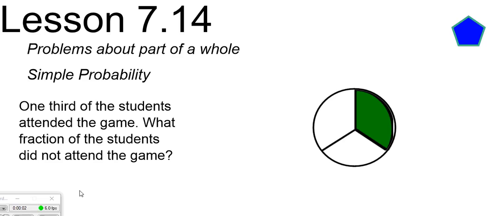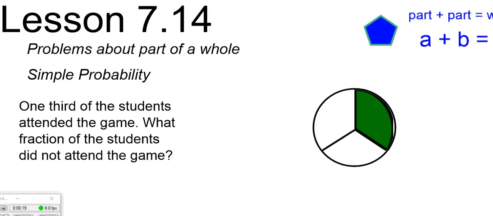Welcome to lesson 7.14. Today we're looking at two different ideas. First idea are problems, not necessarily word problems, just problems about part of a whole. And then we'll also look into the basics of probability today also.